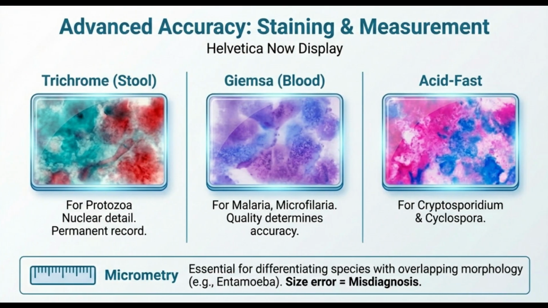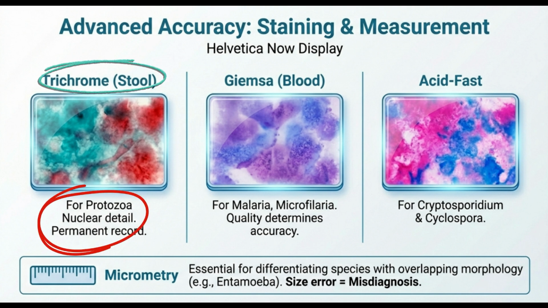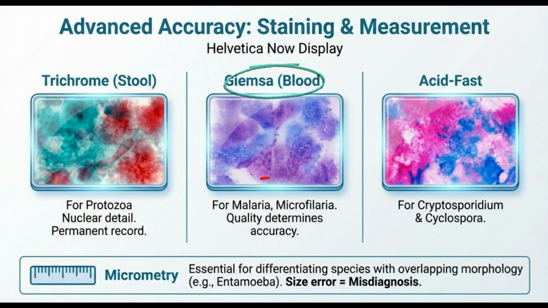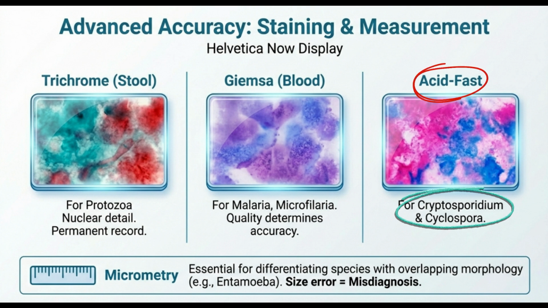All right, time for Section 4, Techniques for Advanced Accuracy. Because sometimes a simple look isn't enough. To be absolutely sure, we need to move beyond basic identification and use more advanced tools like staining and measurement. Think of specialized stains as highlighters that make certain features pop. Trichrome stain is fantastic for showing the nuclear detail in protozoa from stool samples. For blood parasites like malaria, GM stain is the gold standard. And for elusive organisms like Cryptosporidium, we use an acid-fast stain.